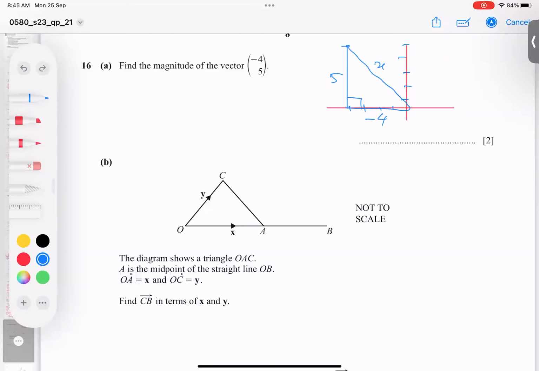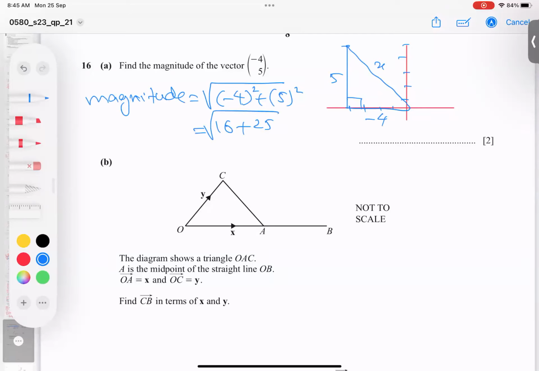So if I need the magnitude of the vector, what is the magnitude of the vector? Like the Pythagoras theorem, square of -4 plus square of 5. I got 16 plus 25. And if I check it, it is giving us root 41, or in decimal, it is giving us 6.40 units.